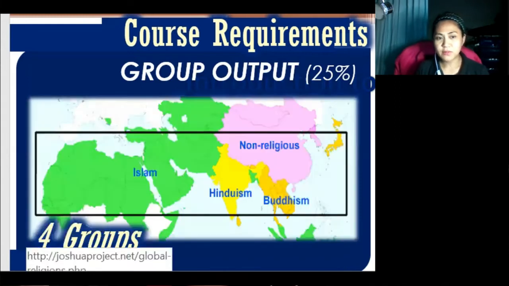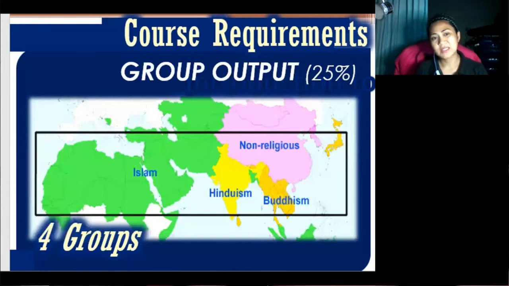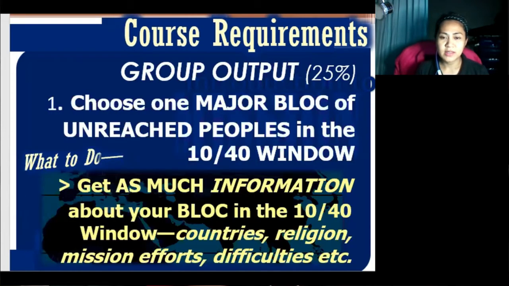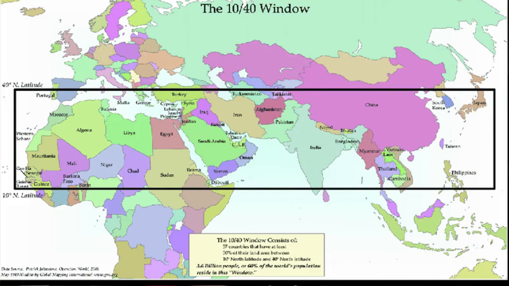So we will be having four groups for this one. By the way, if this is your first time to encounter the term 10/40 window, it is the rectangular area of North Africa, the Middle East, and Asia, approximately 10 degrees north to 40 degrees north latitude. It is often called the resistant belt, and this includes the majority of the world's Muslims, Hindus, and Buddhists.